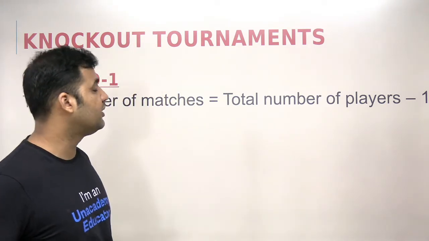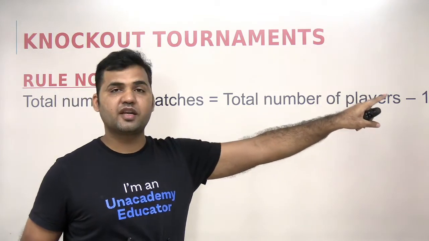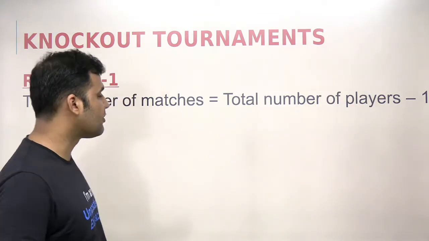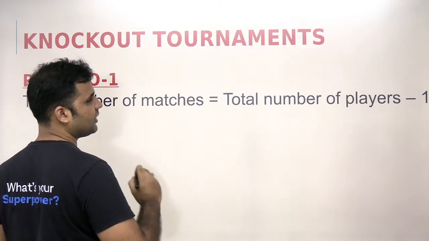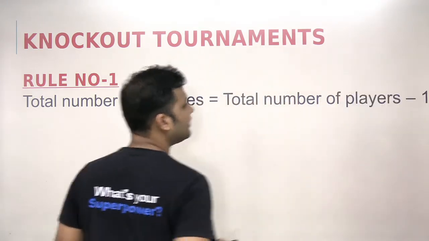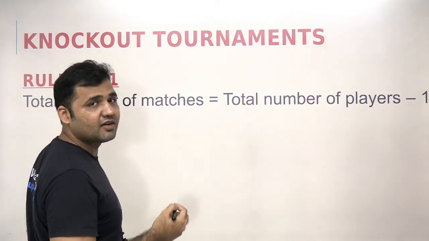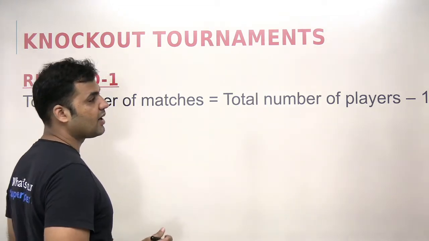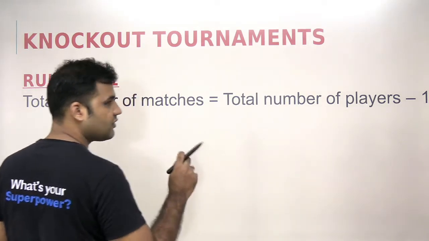Let me give you an example of how to find out that the total number of matches equals total number of players minus 1, using the definition of knockout tournament. Let's say that we have 8 players participating in a tournament. Let's say we have 8 teams which are participating in World Cup cricket tournament, and let's say that World Cup cricket tournament is a knockout tournament. That means the moment a team loses a match, it will be gone out. So it will be eliminated.